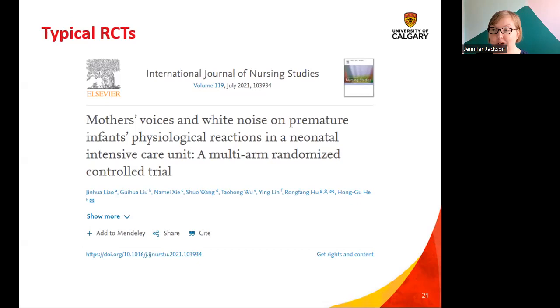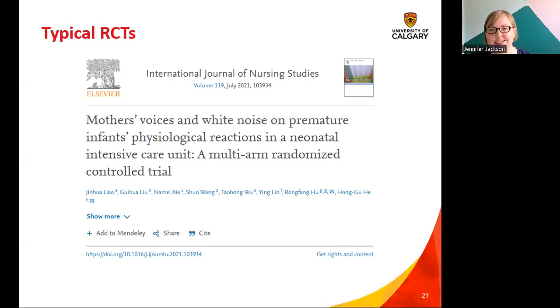So this is a great example because we've got three different groups and we're comparing the outcomes based on how we controlled the context. And in this case, the context is the noise that preterm infants experienced. And apologies to all the moms out there, but actually white noise was the one that helped the infants to gain more weight. And mothers' voices actually didn't have an impact across any of the measures. Mothers' voices were the same as regular care.